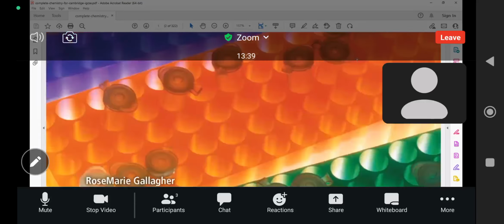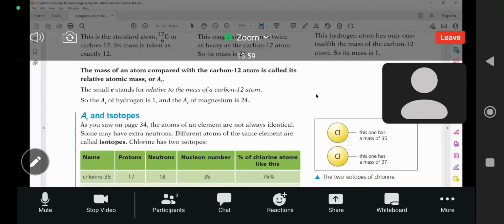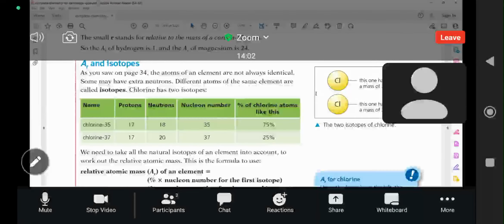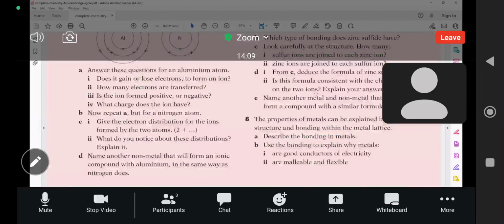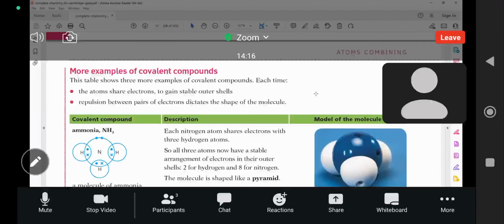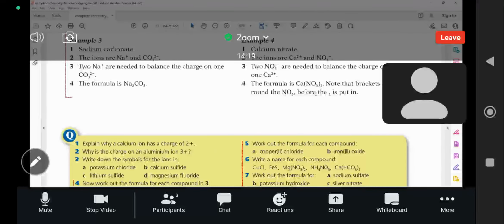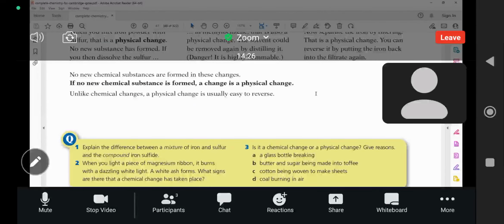We have not completed 4.1 yet. What is the page number of 4.1? 42. We stopped here, right?